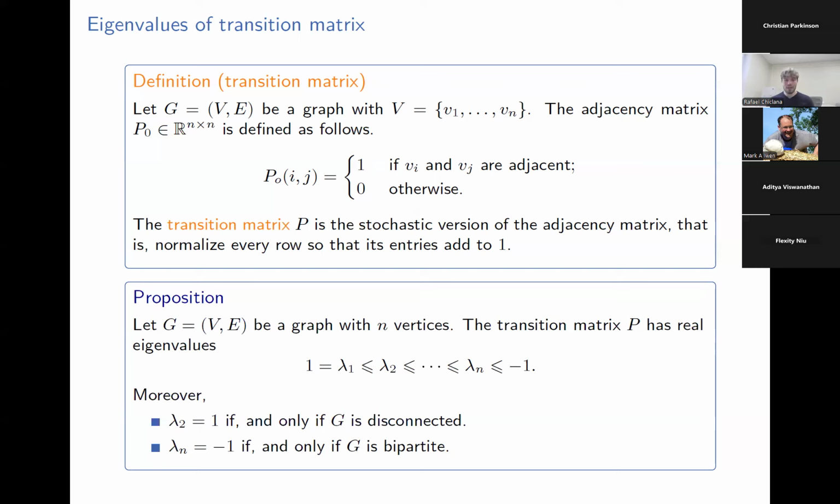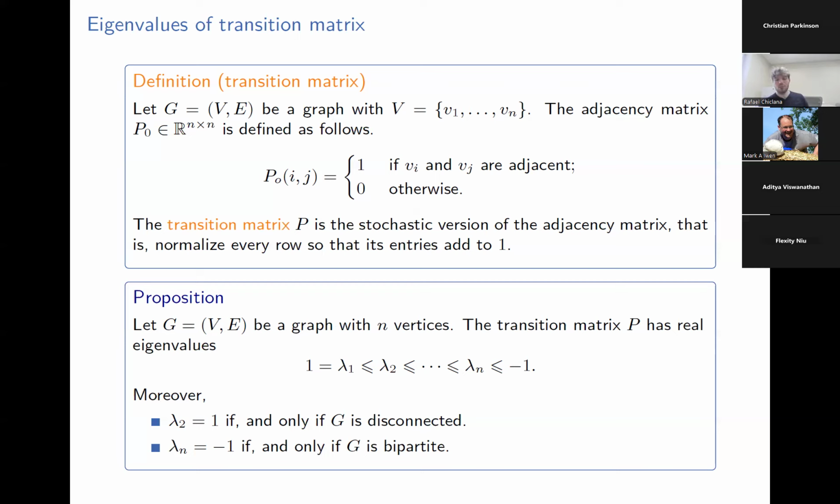So we can rearrange these eigenvalues. So lambda 1 is the greatest and lambda n is the smallest. What else do we know about the eigenvalues? We know that lambda 1 is always equal to 1. You can take the vector where all coordinates are equal to 1. That is an eigenvector for the eigenvalue 1. This follows from the fact that this matrix is stochastic. So lambda 1 will always be 1.